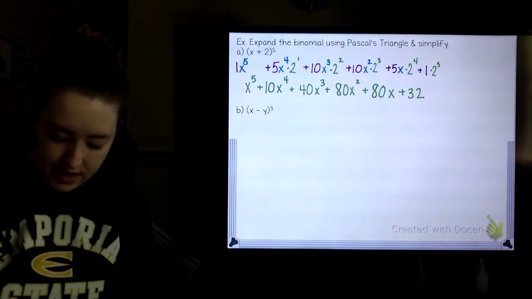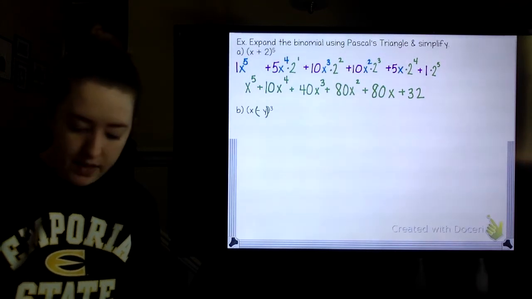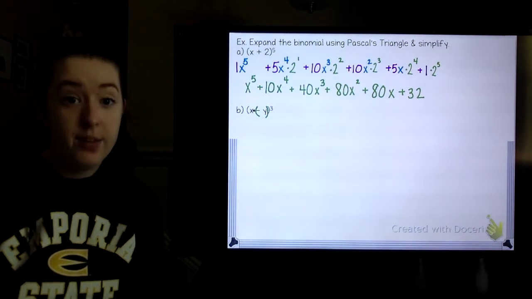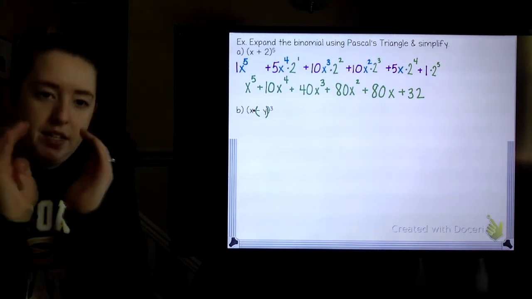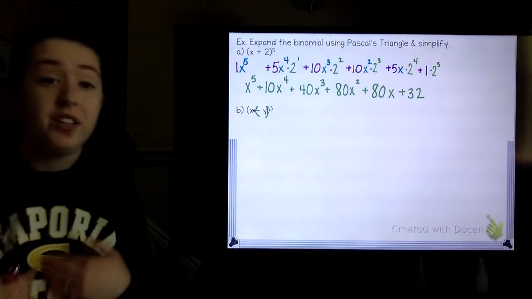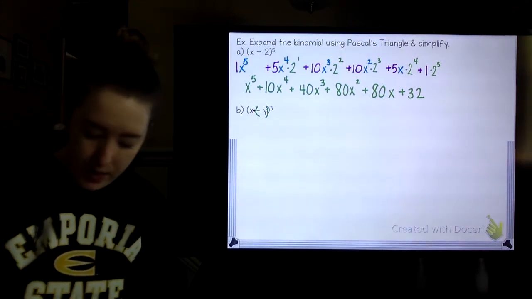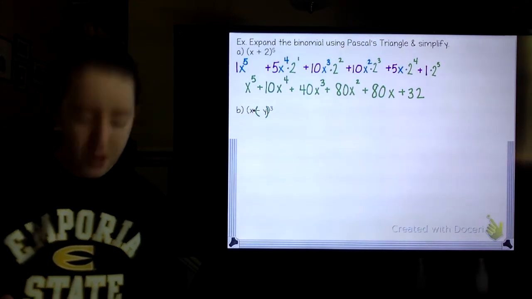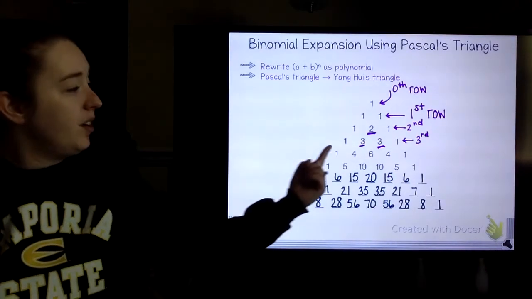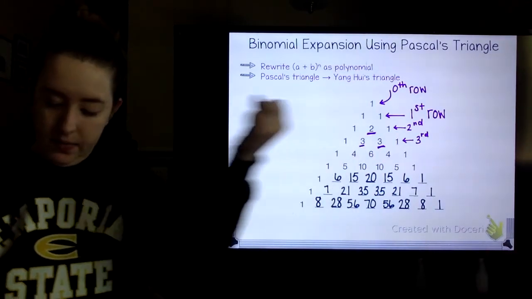Remember that that second term is negative y. I'm really taking x plus negative y, right? So think of that b term as negative y. Make sure you put parentheses around it so that when you square it, he turns out positive. So here we go. Since this guy is cubed, I'm going to have to go to the third line of Pascal's triangle right here. So 1, 3, 3, 1.